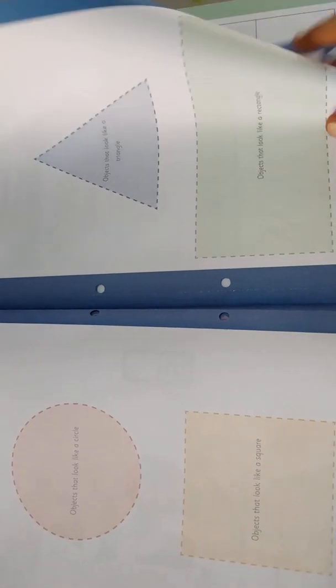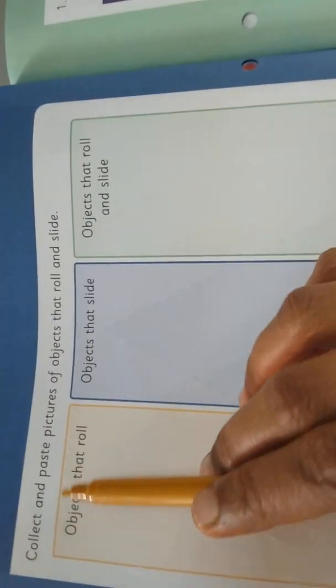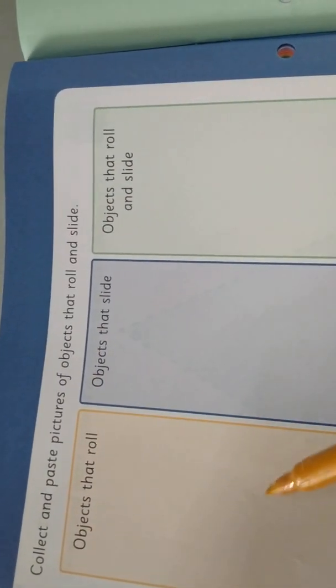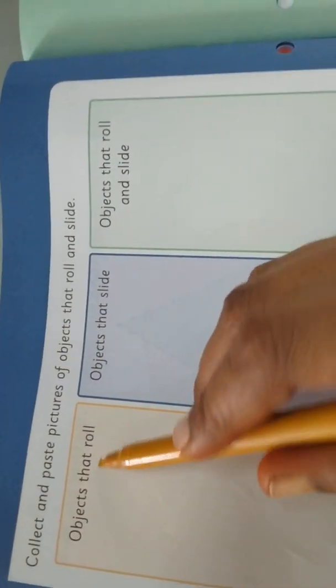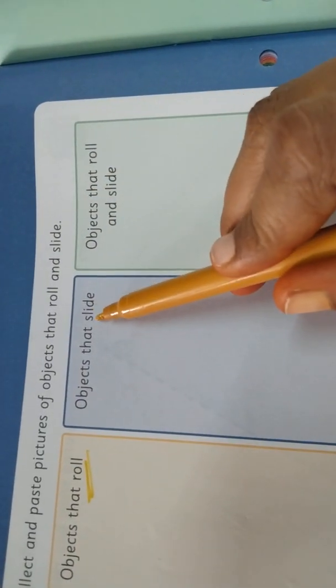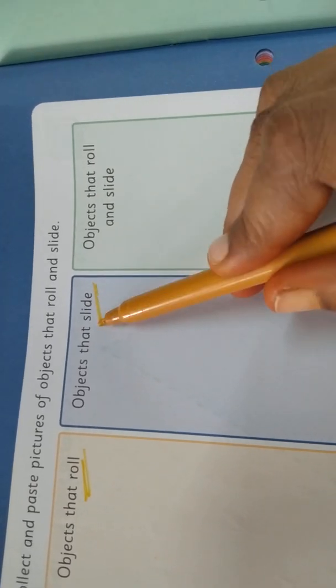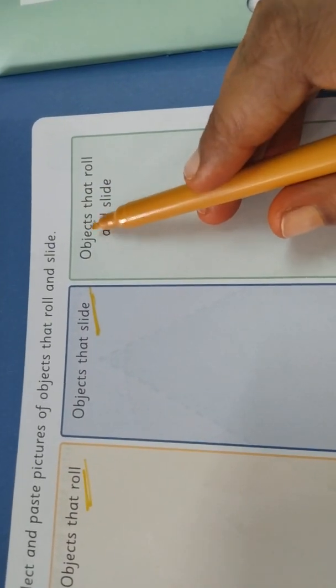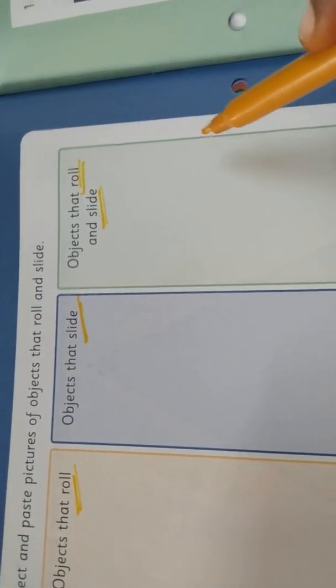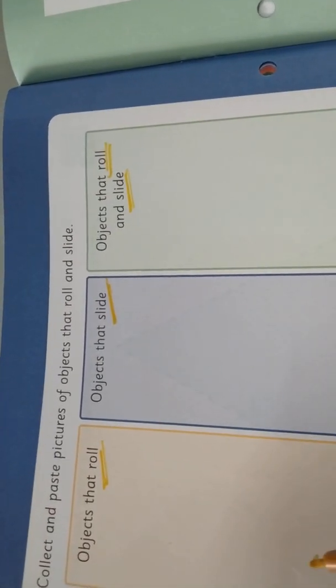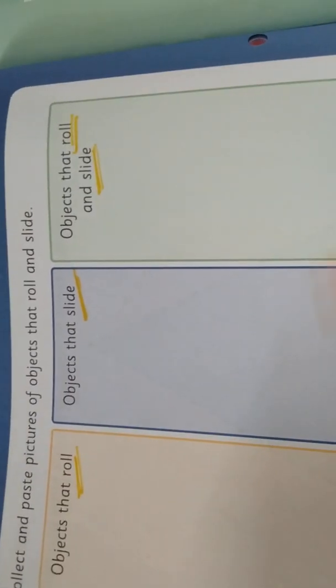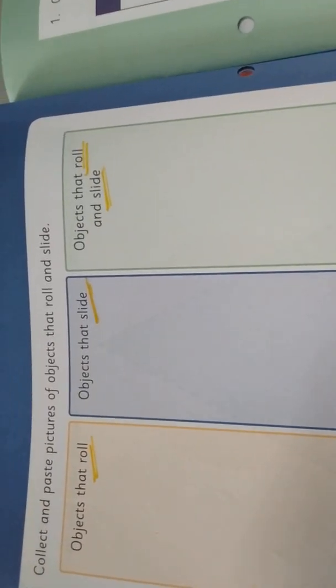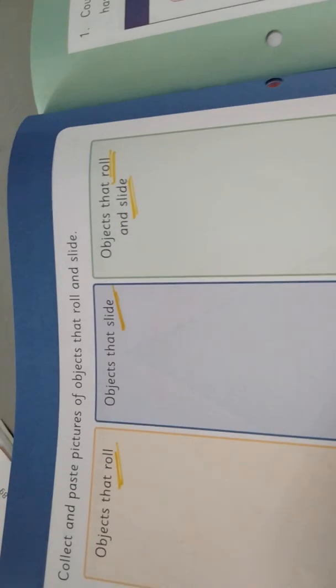Okay. See next page. Collect and paste pictures of objects that roll and slide. What objects will roll? Collect the pictures and paste them in the first box. What pictures will slide? Collect the pictures and paste them in the second box. What objects will roll and slide? Collect the pictures and paste them in the third box. Just collect the pictures from paper and paste them in the respective boxes. This is your home fun. After completing this, upload it in the Chrysalis Home App, children.